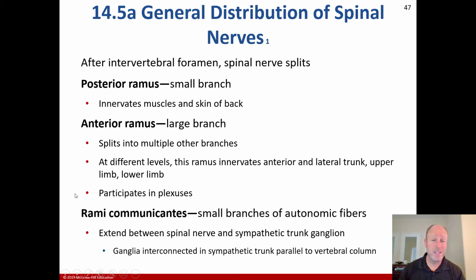It participates in plexuses, and the rami communicantes are small branches of autonomic fibers. They extend between the spinal nerve and sympathetic trunk ganglion. And the ganglia are interconnected in a sympathetic trunk parallel to the vertebral column.